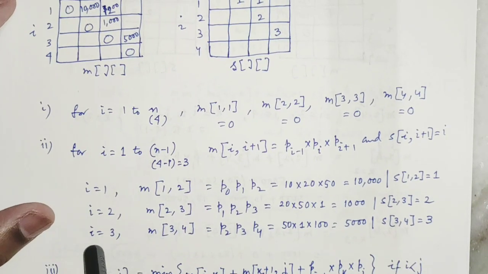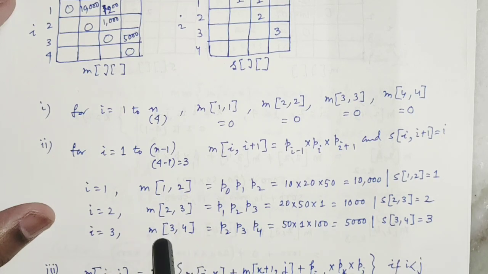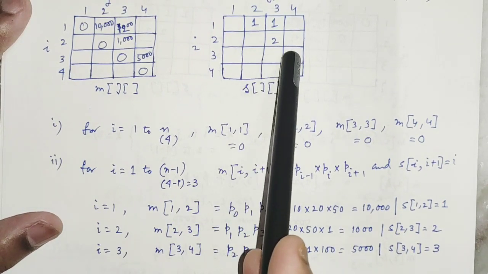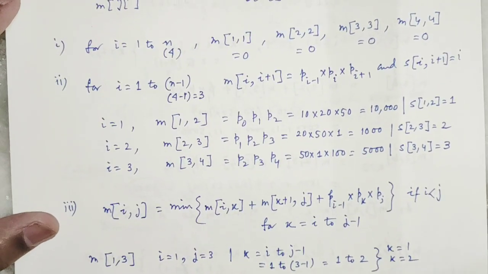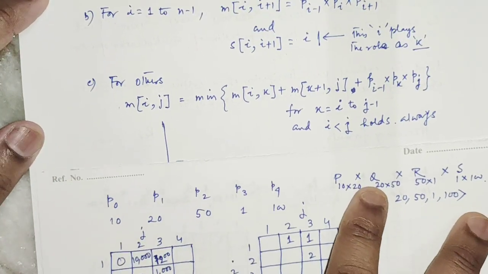And similarly when i equals 3, I calculate m of 3 4, so it will start from p of i minus 1, that is p2, p of i, that is p3, p of i plus 1, that is p4. You calculate it, you get 5000 as the value, and at the same time s of 3 4 will receive the value of i, that is 3. So it will play the role like k in the formula. So it is 5000, it is 3. Up to this we have covered it. Then the formula suggests that for the rest you have to apply this one.